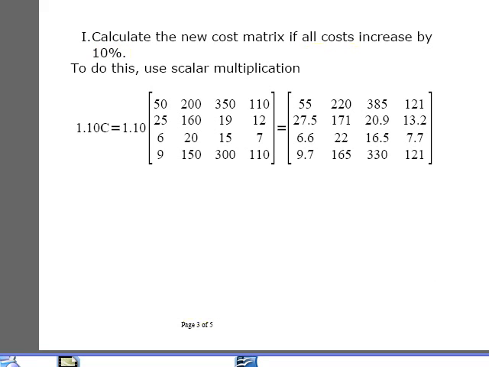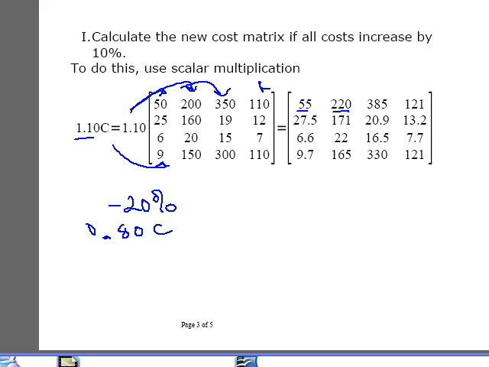If this was the other way, say you had everything decreasing by, say, 20%, then you would multiply by 0.80 times C to find the new values. And the reason this works is because in scalar multiplication, this number multiplies every single element. Multiplies a 50 to give me 55, multiplies a 200, gives me 220, and it continues through the whole matrix. Down here, 9 gives me 9.9.